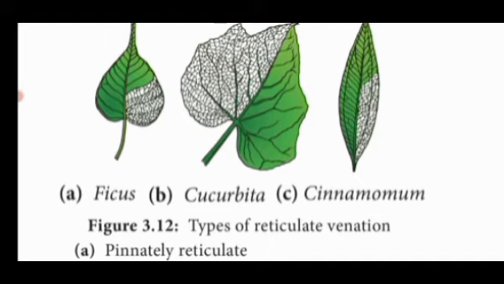There are two types of palmately reticulate venation. One is the divergent type, and the other is the convergent type. In the divergent type, all the principal veins, all the main veins, originate from the base and diverge, separating from one another towards the margin of the leaf.